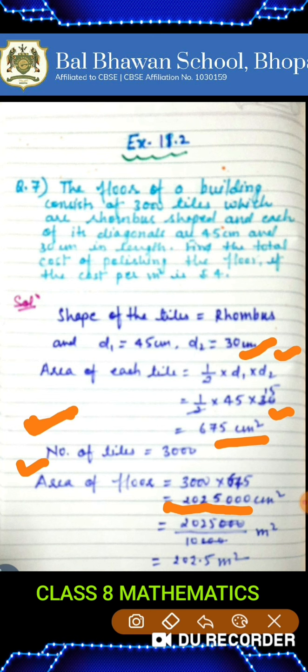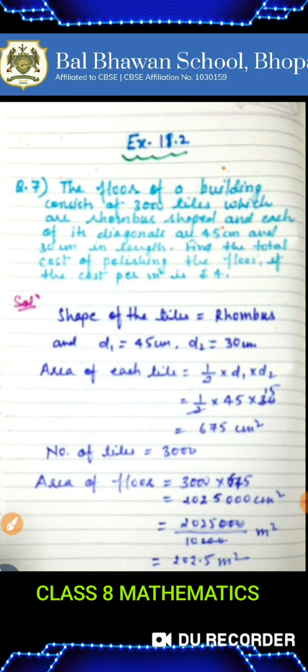But we need to convert this area into meter square. Why? Because when we have to find out the cost of polishing the floor, the rate is given per meter square. Right? So that is why we need to convert this area into meter squares. And you know that 1 centimeter square is equal to 1 upon 10,000 meter square. So when we calculate it, we are getting 202.5 meter square. This is the area of floor.